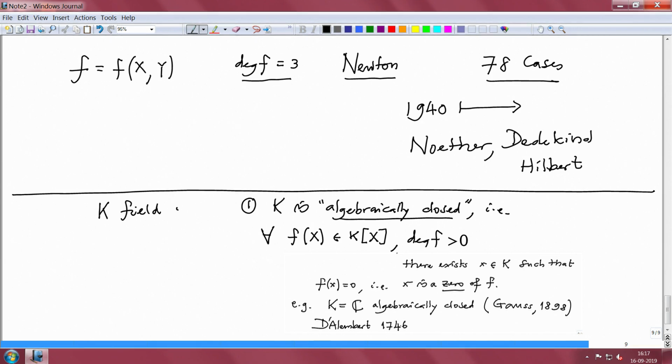So, if you go to see a French book, they will say it is a theorem of D'Alembert. If you go to see German books, they will say it is a theorem of Gauss. If you see an English book, they will say the theorem of D'Alembert-Gauss.